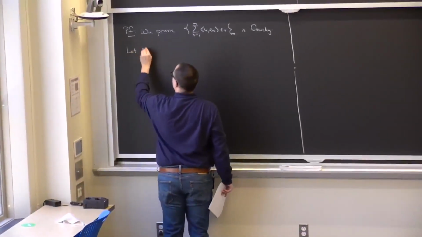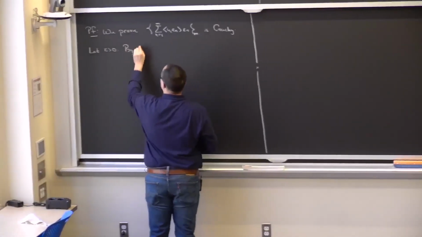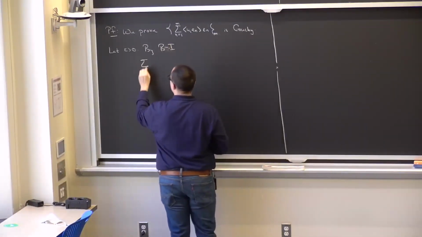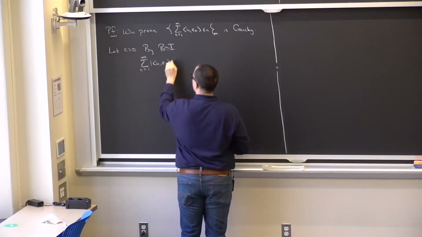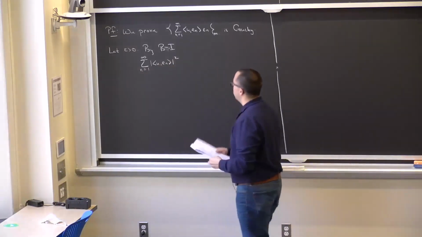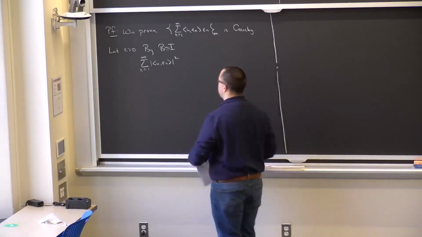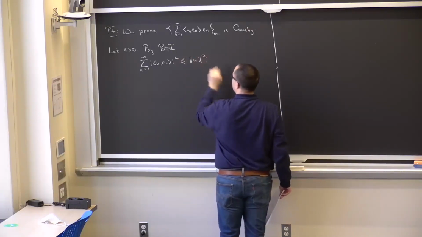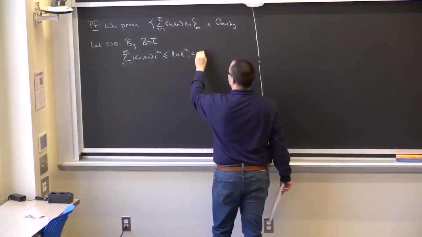So let epsilon be positive. By Bessel's inequality, we have that the sum from n equals 1 to infinity of |<u, e_n>|² converges. The only thing we have to check is that, since this is a series of non-negative terms, it is bounded above, and by Bessel's inequality it is always bounded above by the norm of u squared. So this series converges to a finite number.